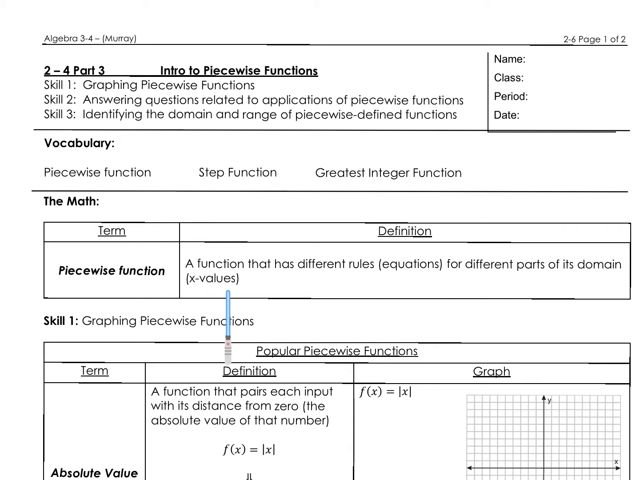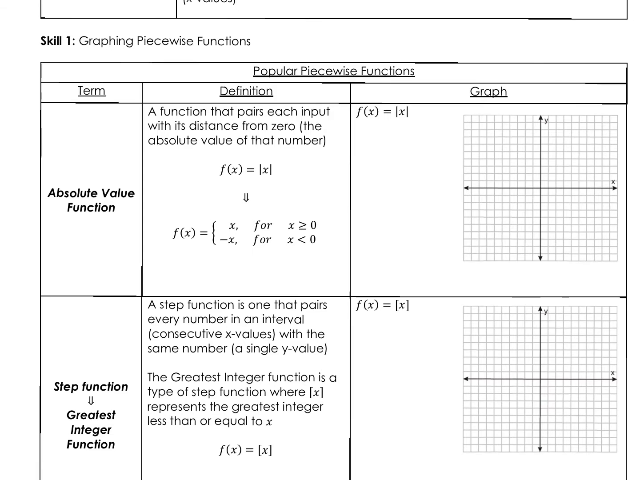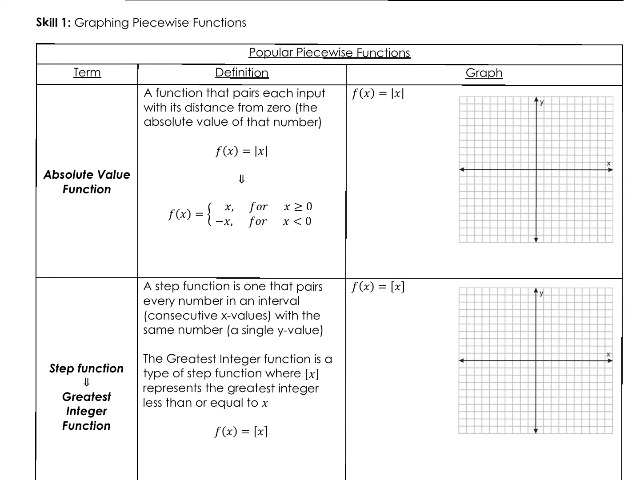A piecewise function is a function that has different rules or equations for different parts of its domain. So you're going to see more than one graph graphed on the coordinate plane in terms of, well, if x is greater than 2, then you're going to use this equation. But if x is less than or equal to 2, then you're going to use this other equation. So it just depends on what it actually looks like. So let's look at a couple of popular examples.